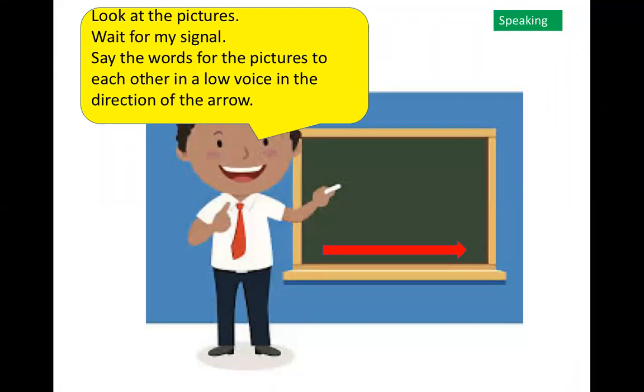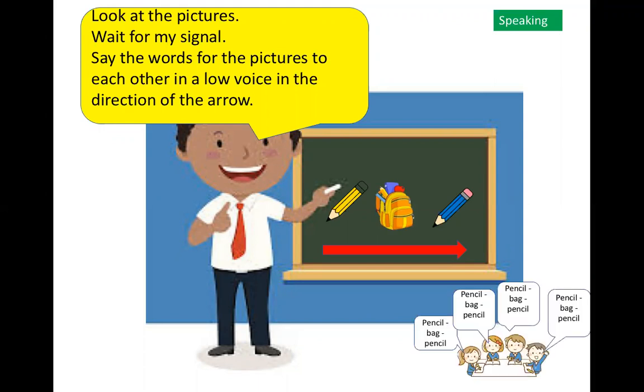The teacher says, look at the pictures, wait for my signal. Say the words for the pictures to each other in a low voice in the direction of the arrow. Again, make sure that nobody speaks when the first and second picture or the third picture appear. They should be waiting until you give the signal. So you put up picture 1, 2, 3, and then you give a signal, and the kids will say pencil, bag, pencil. Now you can change that around. You can put bag, bag, pencil. You can put pencil, pencil, bag. This is the level of now speaking for a picture.